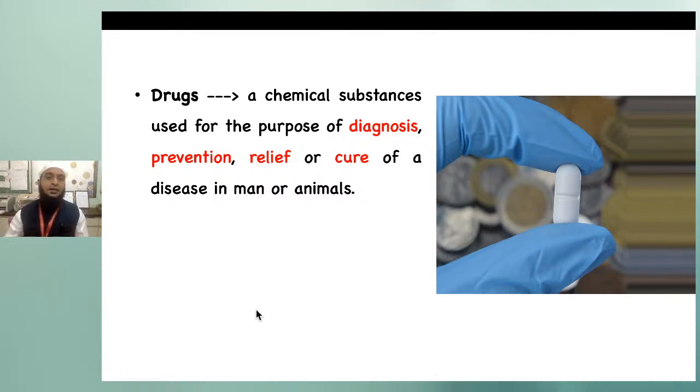The drug is a chemical substance used for the purpose of diagnosis, prevention, relief or cure of disease in man or animal. Now let's try to understand the definition of the drug with a case study and an example. Okay, I have mentioned that there are 4 important terms. One is diagnosis, second is prevention, third is relief, and fourth is cure. Now let's see what the meaning of this is.